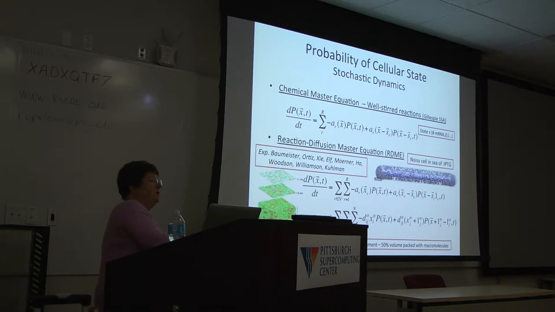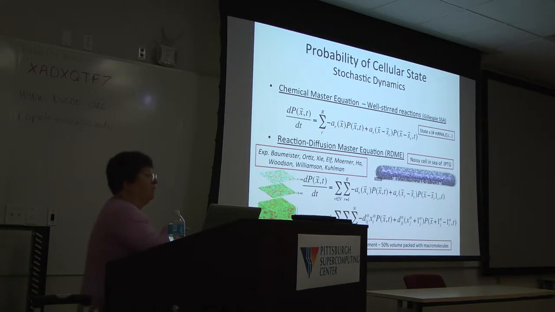And the reason we chose this is because in the cell, you have some things that are there in small copy numbers. Like you typically have one or two genes that you're interested in, but you might have thousands of proteins or, you know, millimolar of ATP. So you have the whole gamut of concentrations and particle numbers. If you don't take the discreteness into consideration, then you won't see any fluctuations. You won't see any heterogeneity developing within the cell.